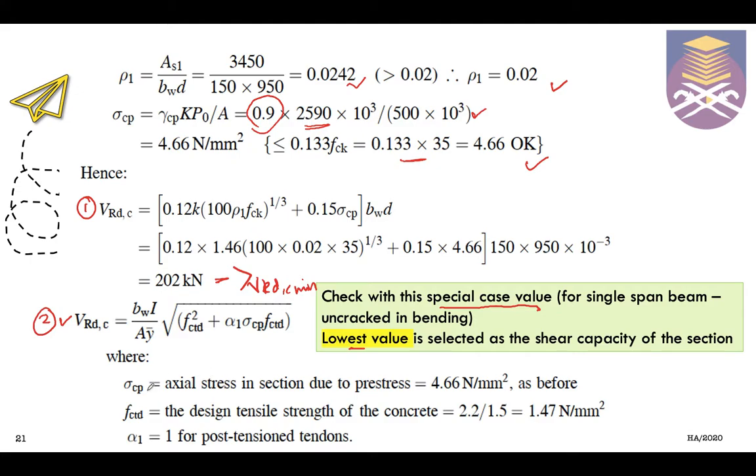So substitute the value of sigma CP. Then we have FCTD. As for this FCTD, since this is the design tensile strength of the concrete, we are going to use this equation, which is FCK divided by gamma C. This gamma C is the partial factor of safety for concrete. Because that is FCTD, this is FCTK. So it's 2.2 divided by 1.5, where the partial factor of safety of concrete is 1.5. So here we have 1.47.